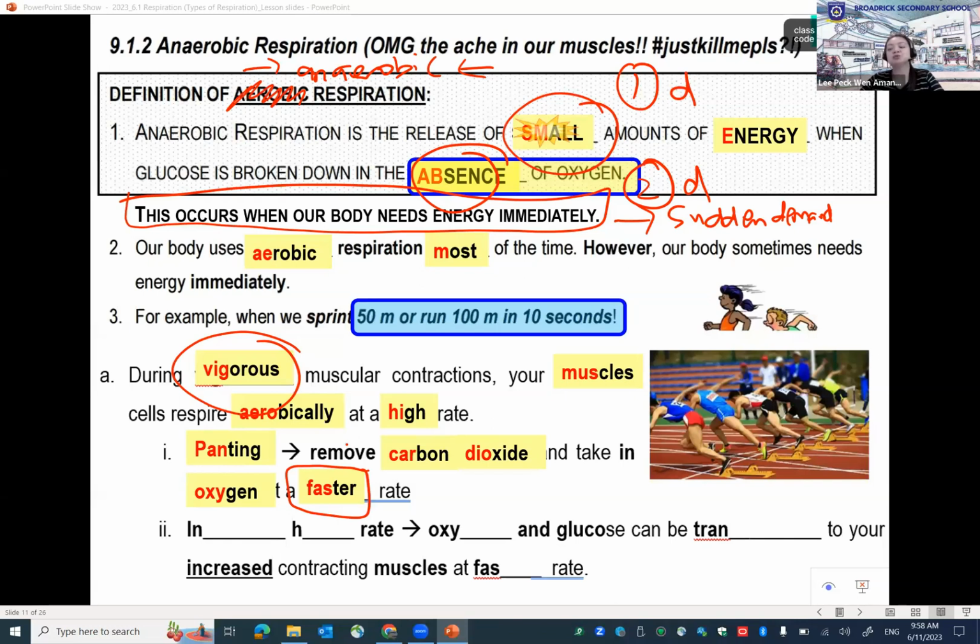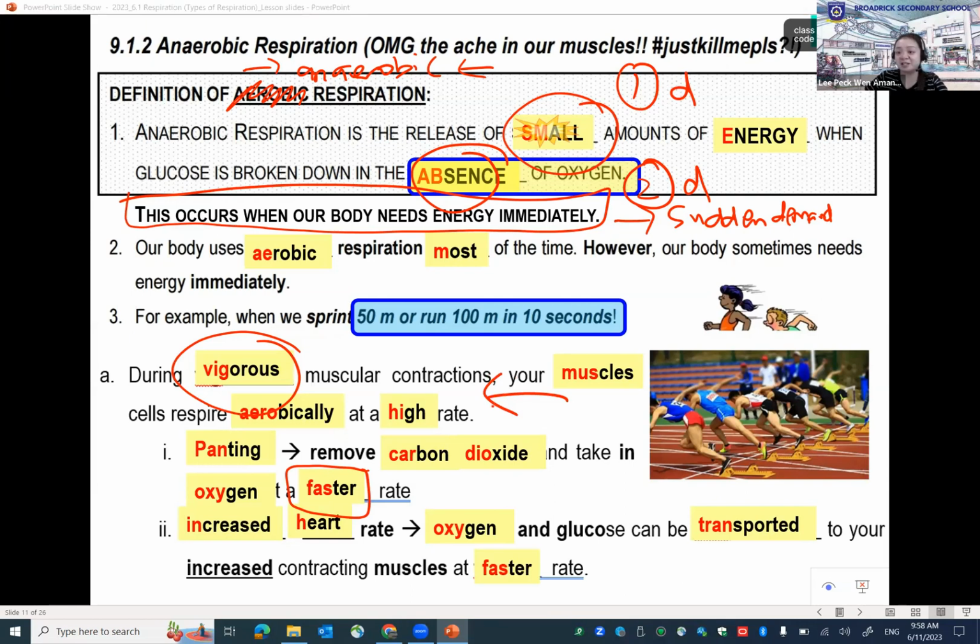Besides panting, which is to breathe in faster, you also realize that when you run your 2.4, your heartbeat per minute increases, right? That's because your heart wants to pump faster so that you can transport more oxygen around the body per minute. And why do you need more oxygen? Because again, you want your aerobic respiration to be at a faster rate, because your muscles are now contracting more than you are before exercise.